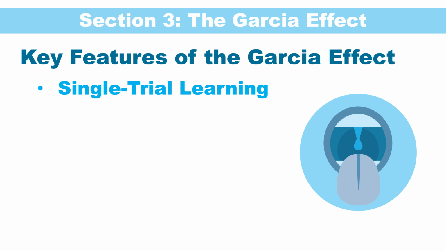This is the Garcia effect in action, a unique form of classical conditioning where a single experience is enough to create a strong aversion to certain tastes. Unlike traditional conditioning, the Garcia effect breaks many of the rules we just learned. It involves single trial learning. In typical conditioning, most associations require multiple pairings of the NS and UCS. In the Garcia effect, just a single pairing of the food with sickness can establish a lifelong aversion.